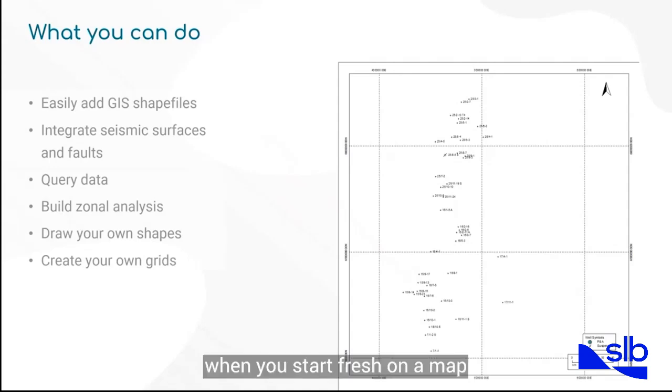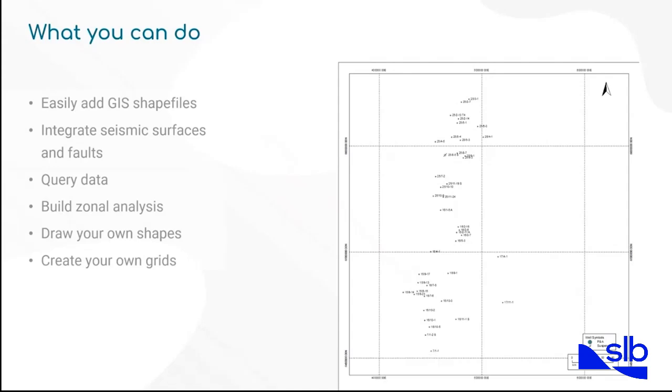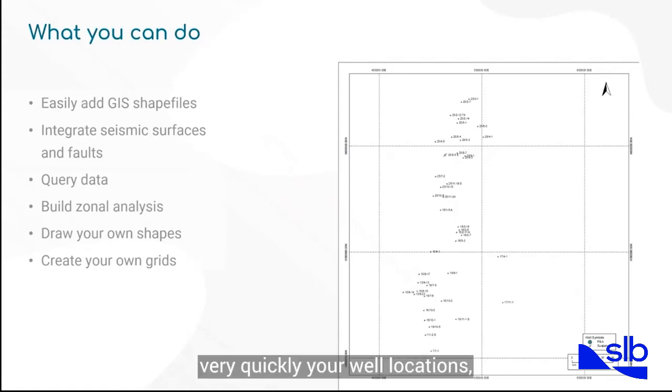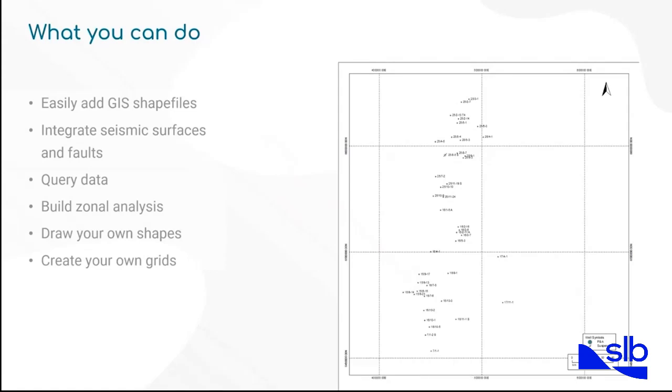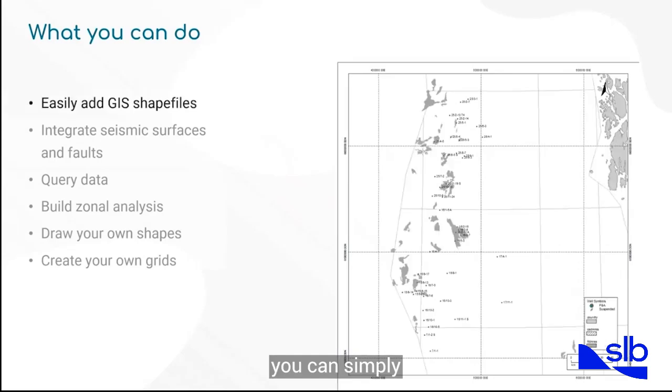Okay, so a very basic list of what I can do with these maps now. When you start fresh on a new map, you can see your well locations very quickly. They're there for you to get started with. From there, you can easily add in things like shapefiles. So coastlines, quads, blocks, license round areas, all of that can be put in there.